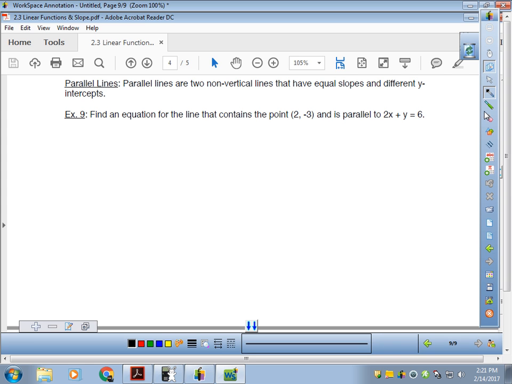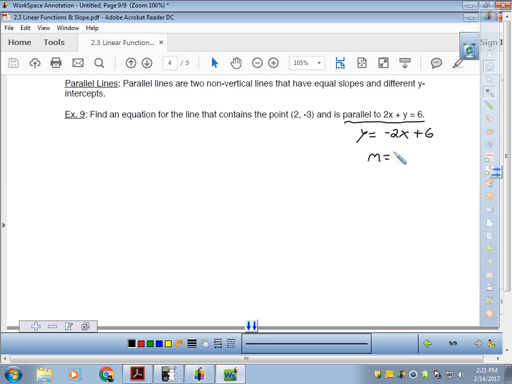So example 9 here asks us to find an equation for a line that contains the point (2, -3) and is parallel to this line. So parallel means it has the same slope as this line. So I need to know what's the slope of this line. I do that by solving for y. If I take the 2x and move it over, I get -2x + 6.